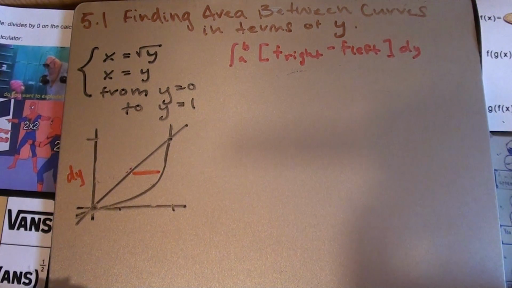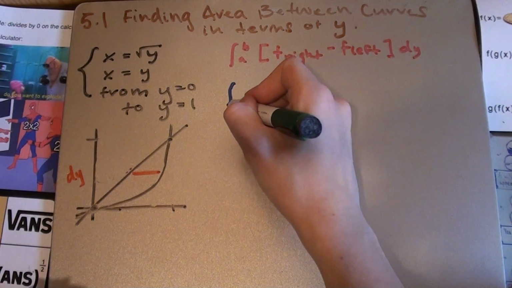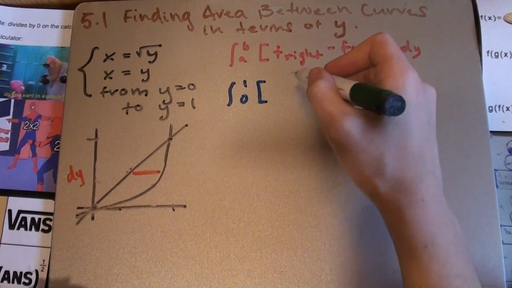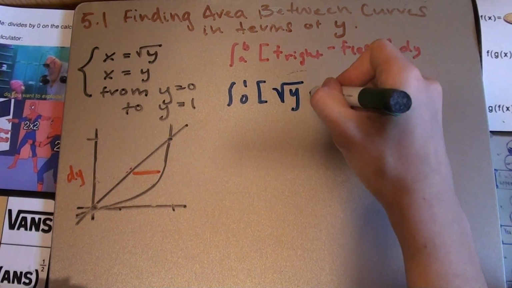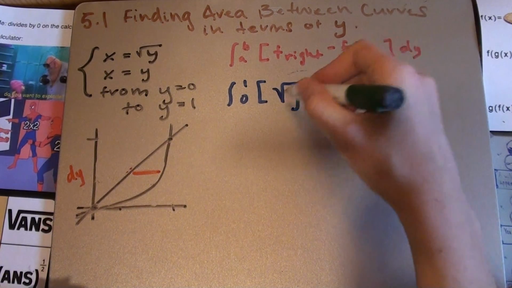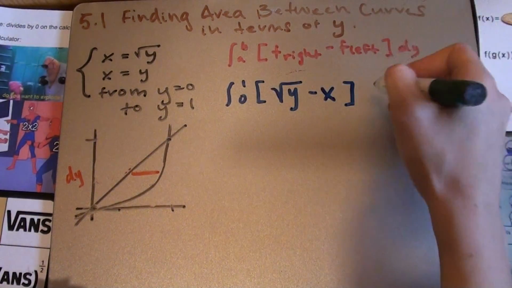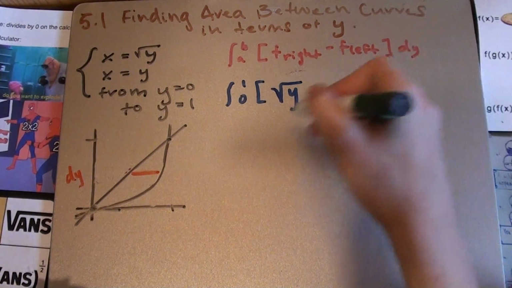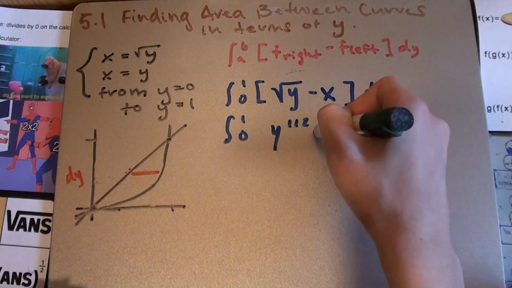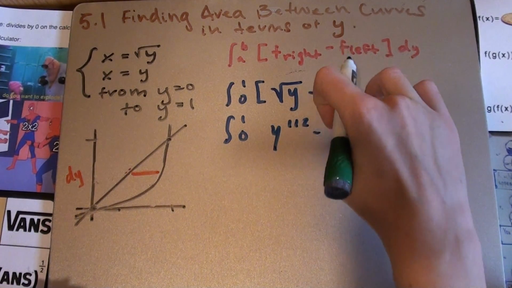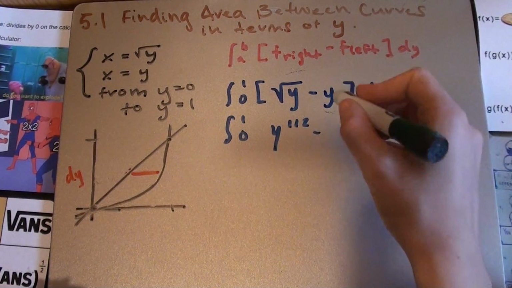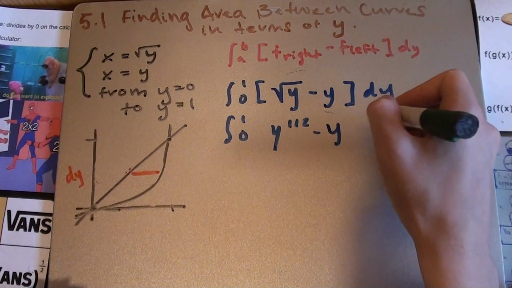So rewriting this, you see we have the integral with bounds from 0 to 1. Our function on the right is the square root of y. We're going to subtract out our function on the left, which is x, because our two functions determine the lengths of the rectangles, and then dy. Now if I were to rewrite this, it's the same thing as y to the 1/2 minus, oops, this is supposed to be a y, right, because we are working in terms of y. So minus y dy.